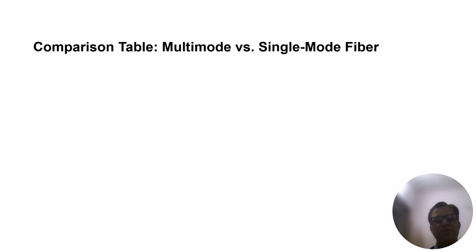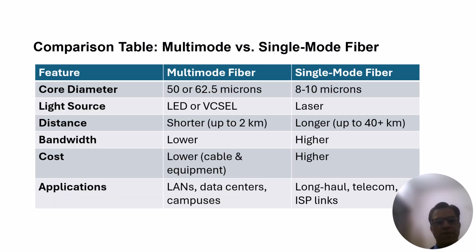Comparison between multi-mode and single mode fiber cable. The core of multi-mode is 50 to 62 microns, while single mode is much thinner, 8 to 10 microns. Multi-mode uses LED or VCSEL (vertical cavity surface emitting lasers) as a light source, and this fiber is ideal for LANs, data centers, and building connections. It supports 500 meters at 1 gigabit per second to 2 kilometers at lower speed.